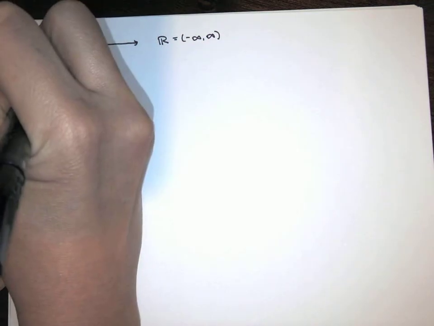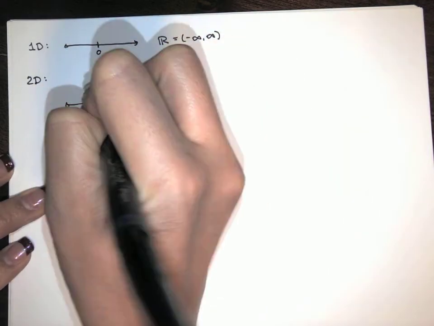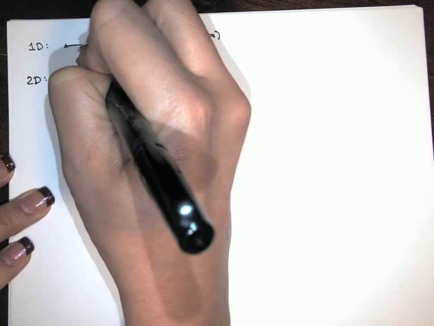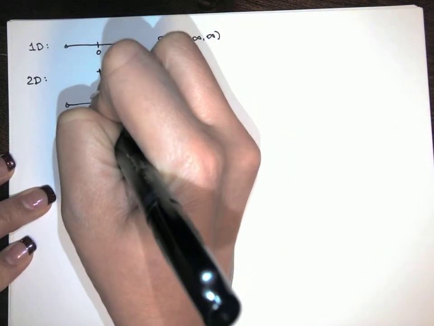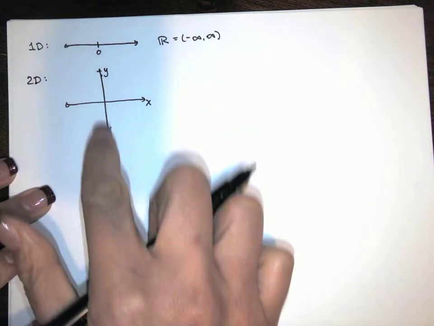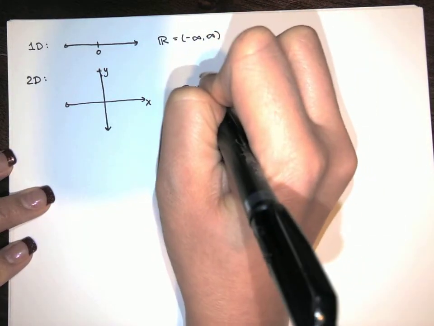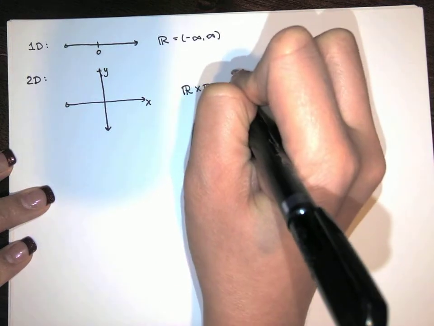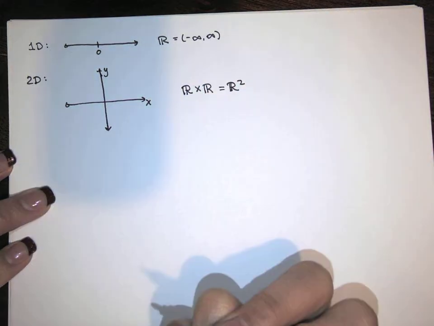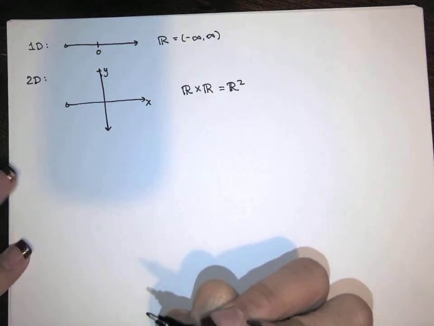Now in 2D, what we did was we took an x-axis that had all real numbers on it, and we intersected it with a perpendicular axis that we called the y-axis. This is all real numbers and this is all real numbers. So together, x could be any real number and y could be any real number. So it looks like that. We call it R2. That's how we read it.